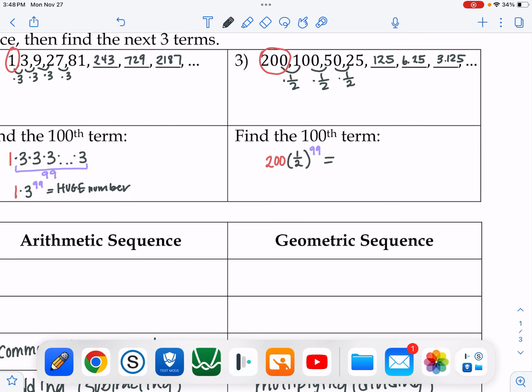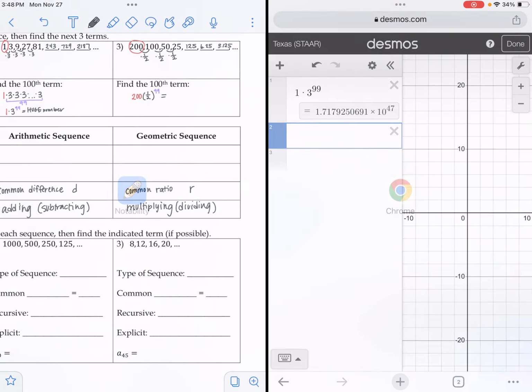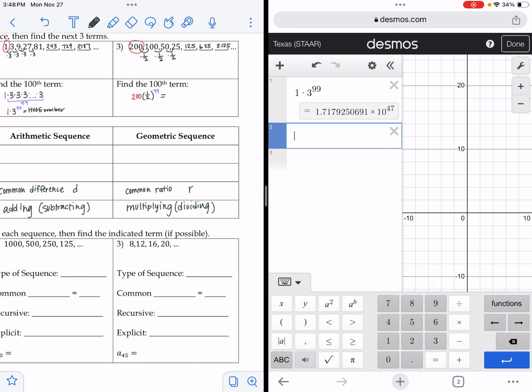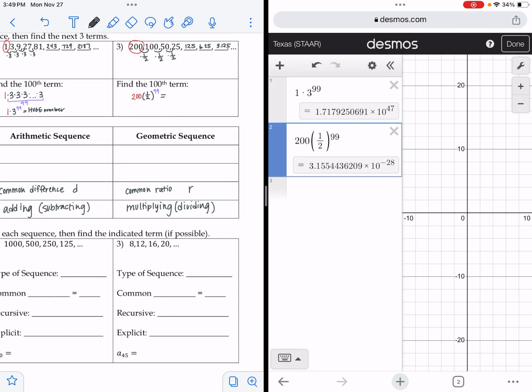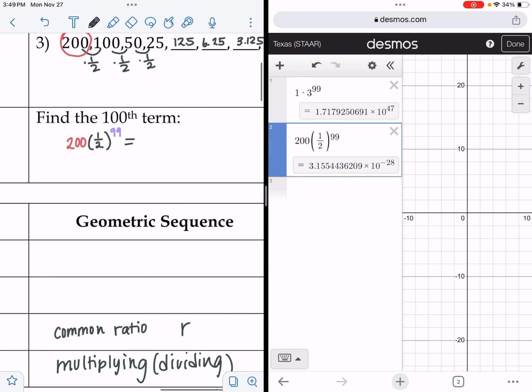And so that's going to be a very, very tiny number. If I type that in, 200, if you cut that in half 99 times, it's going to be tiny. So this negative exponent in scientific notation means we're moving the decimal to the left 28 times. That's how many zeros we'd have before that 3. And so we'll just put tiny number.